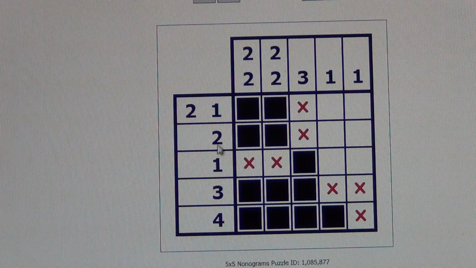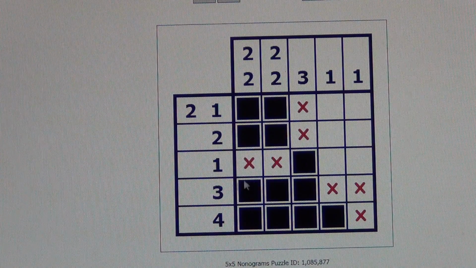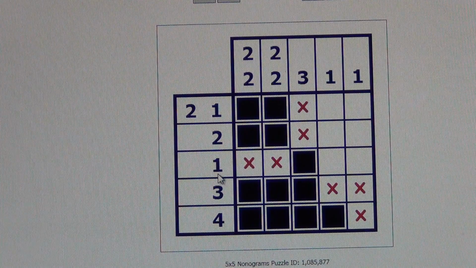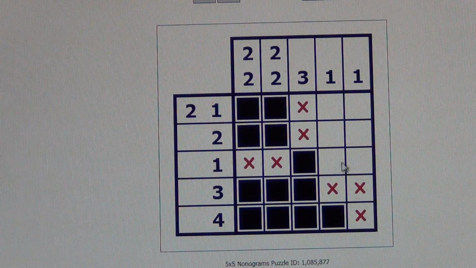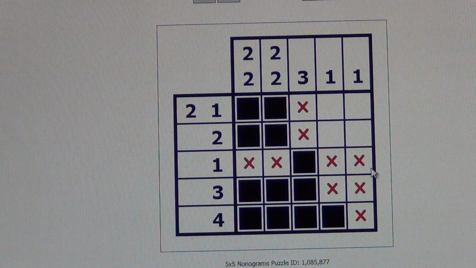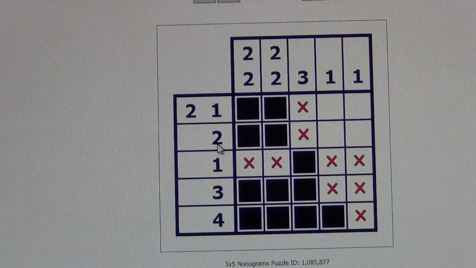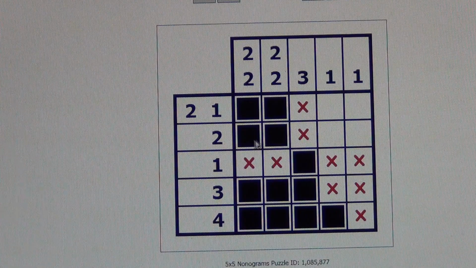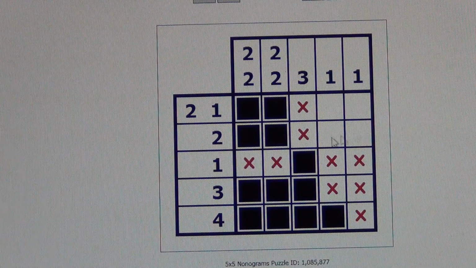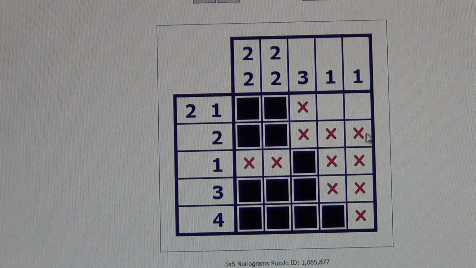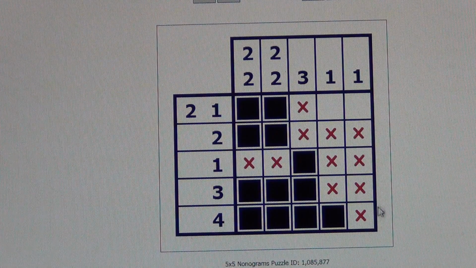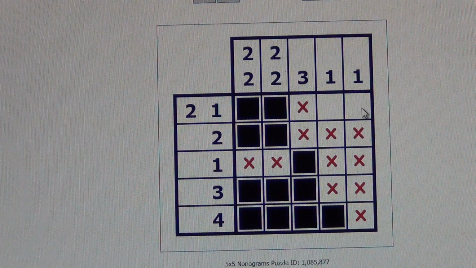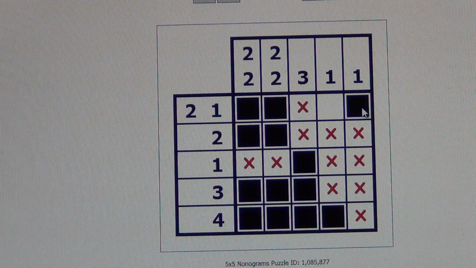If I go back to this row, it says there's only going to be 1 black square in that row, nothing else. Well, there's the 1 black square, so everything else has to be blank. This 2 tells me there's 2 black squares that are connected in this row and nothing else, so I'll fill those in. Now, when I look up and down here, this tells me there has to be 1 black square. Well, there are none so far. There's only 1 square left, so that has to be it.